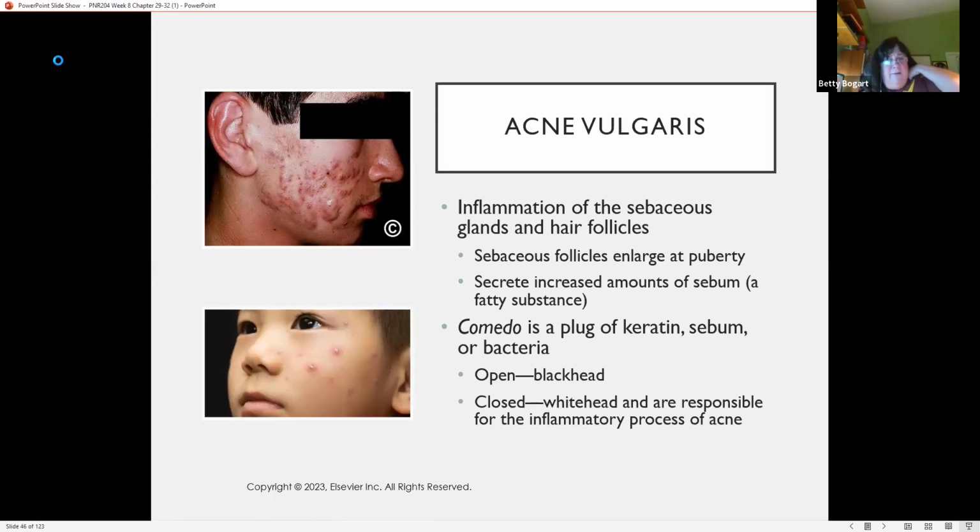Acne vulgaris. Acne is an inflammation of the sebaceous glands and the hair follicles. We see this about puberty with all these extra hormones that are going on in there. A comedo is a big blackhead when it's open, and when it's closed, it's a whitehead. These are the big pimples.